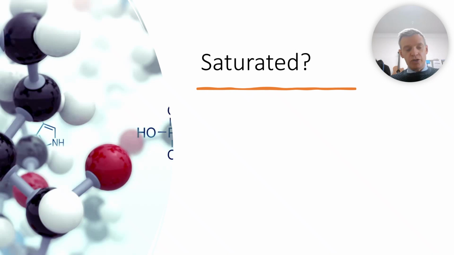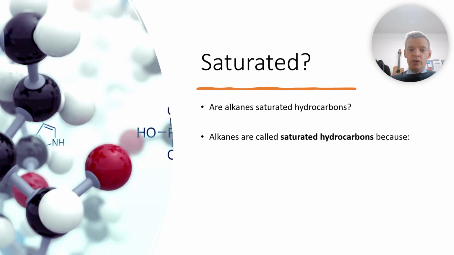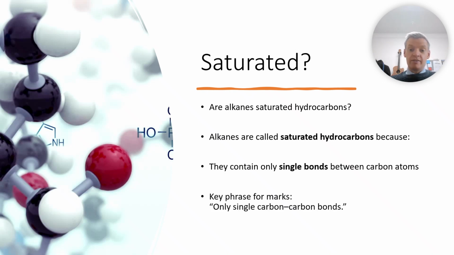Right, another term you're going to come across when we look at alkanes is the term saturated. So the question would be, are alkanes saturated hydrocarbons? So we already know hydrocarbons are compounds with only hydrogen and carbon. But what's this term saturated mean? So if you were paying attention to the previous slides, you'll have noticed that all of the carbon atoms were joined with a single bond between them. So there was a single line between each carbon atom. And that's how we define what a saturated hydrocarbon is. It's a hydrocarbon with only single carbon-carbon bonds.